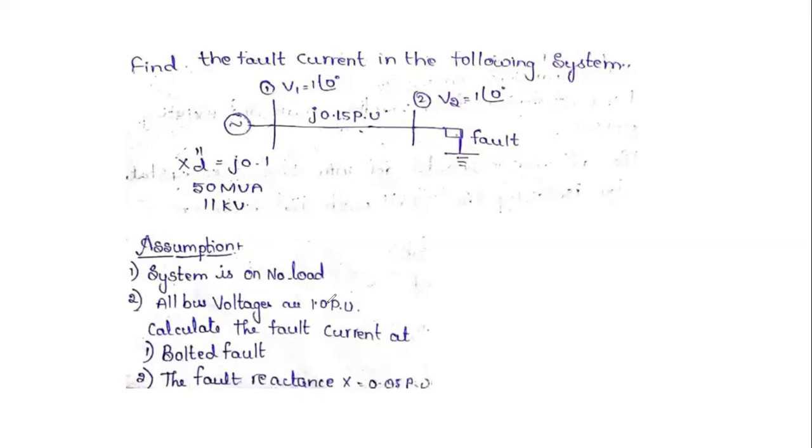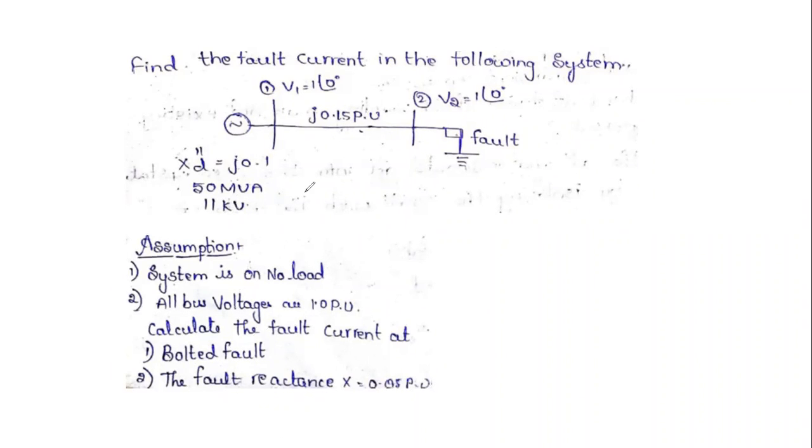We are taking two buses: this is bus 1 and this is bus 2. Therefore all the bus voltages are 1 per unit, that is 1 at an angle of 0 degrees. Next, calculate the fault current. The first one is the bolted fault. The next one is the fault reactance, X equal to 0.05 per unit. Find the fault currents.